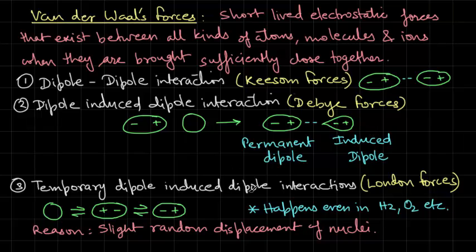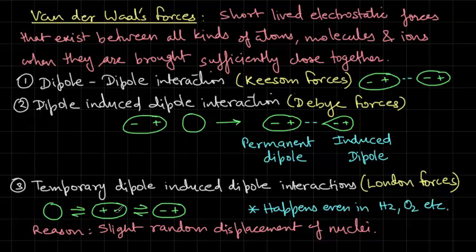Temporary dipole moment induced dipole interactions, also called London forces. Here, even in the case of normal diatomic gases like H2 and O2, some random nuclear displacement will cause a molecule to form a dipole, and it can be in either direction. So these are in equilibrium. This sign means they are in equilibrium.